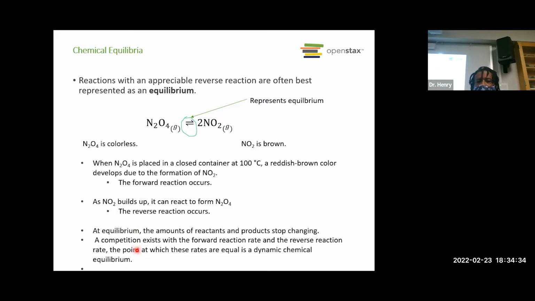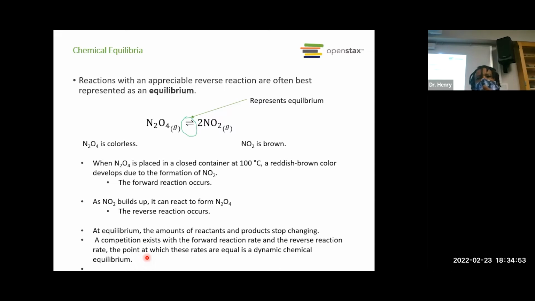And so it's basically like a competition, right? The forward is going to be competing with the reverse, and then you're going to get a point where you're getting a total net change.